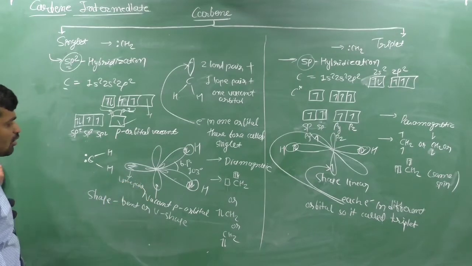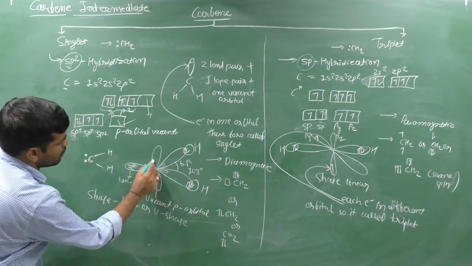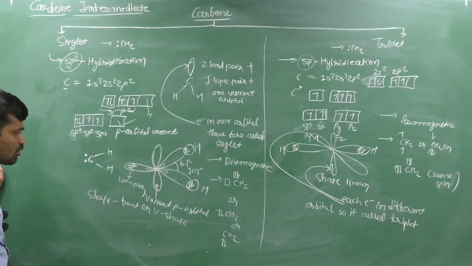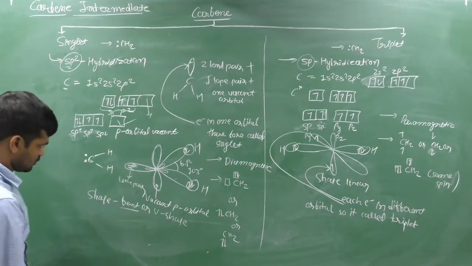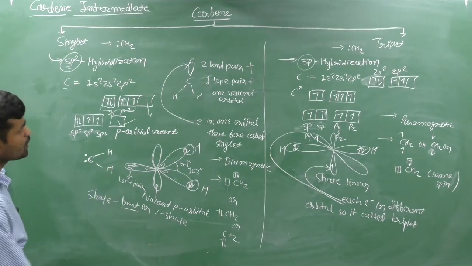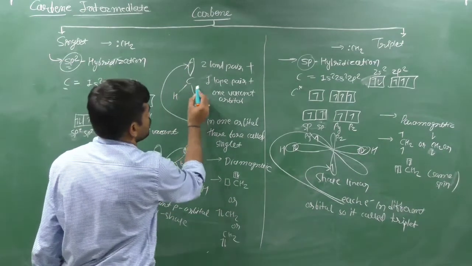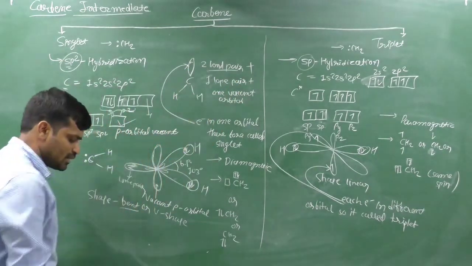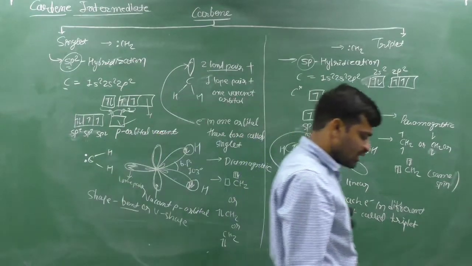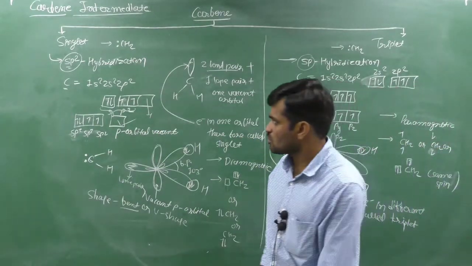It is nothing but a lone pair, and one p orbital is completely vacant. Clear? So the shape is bent or V shape. If you think further, we can say that it has a lone pair and two bond pairs. Can anyone say, in singlet carbene, what is the structure or formula?